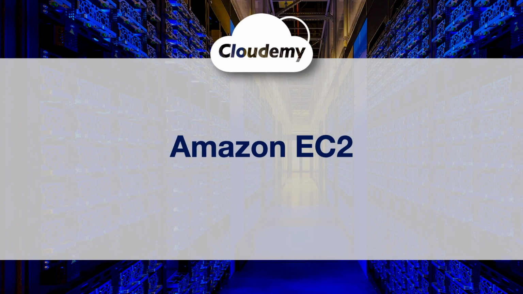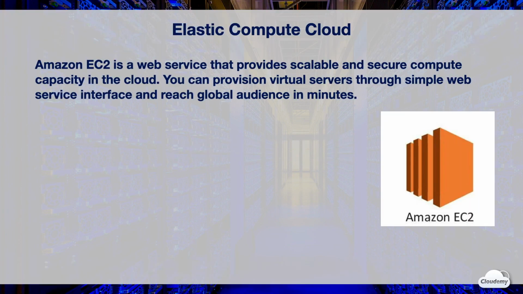Amazon EC2 is one of the core AWS compute services. In this episode, we're going to look at the key concepts of Amazon EC2. EC2 stands for Elastic Compute Cloud. Amazon EC2 is one of the most important building blocks of AWS services. It's a web service that provides scalable and secure compute capacity in the cloud. EC2 lets you easily create, scale and manage your virtual servers in the cloud. You can provision virtual servers through a simple web interface and reach a global audience in minutes. It gives you total control over computing resources.